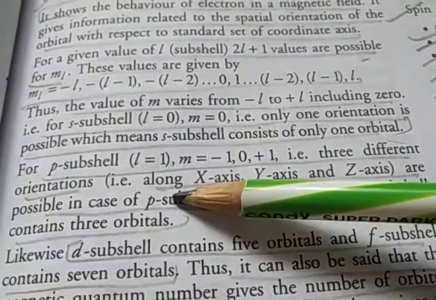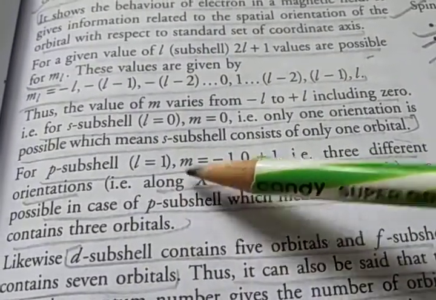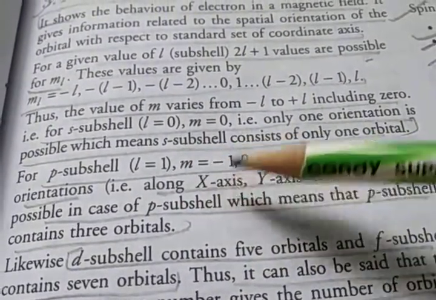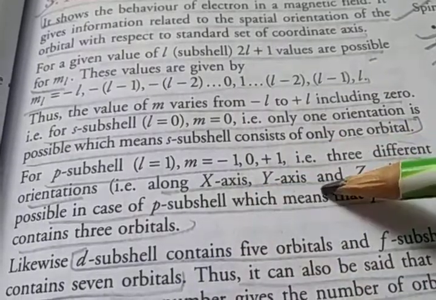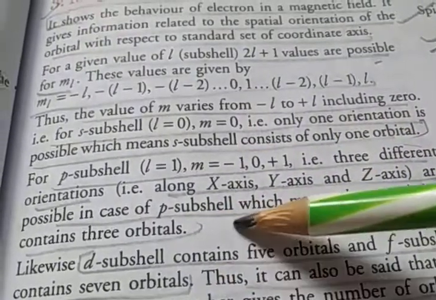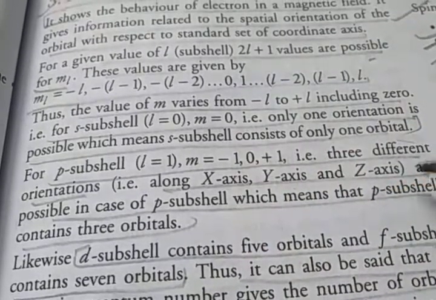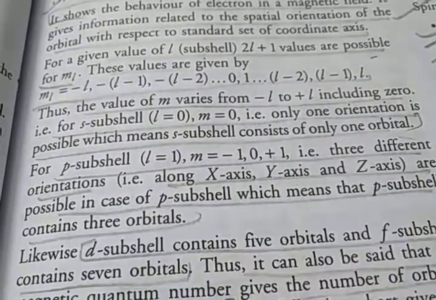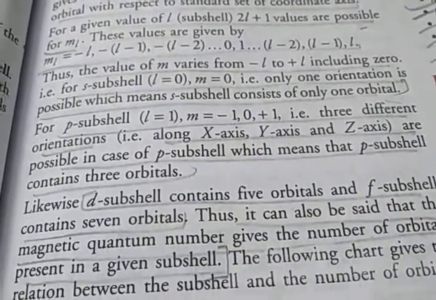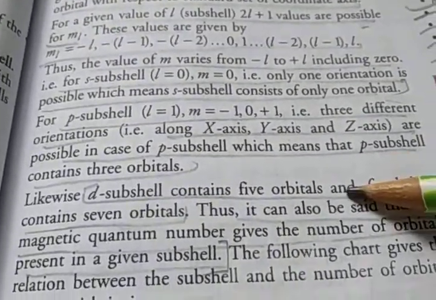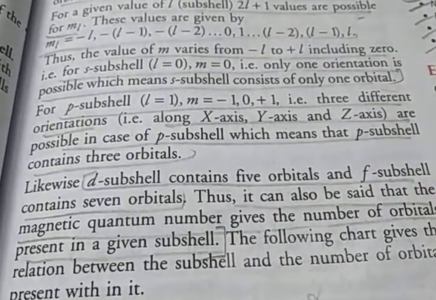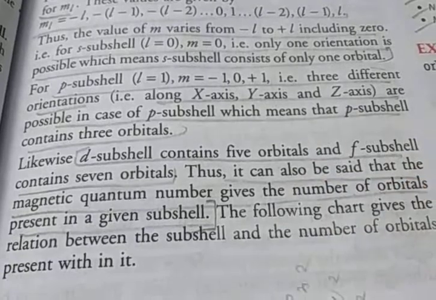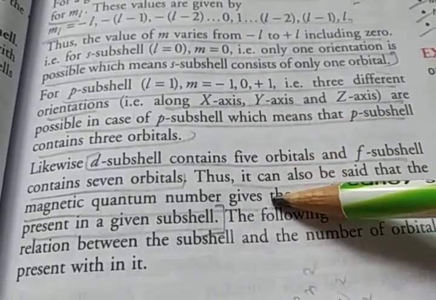For the p subshell, l is equal to 1, so m is equal to minus 1, 0, plus 1. So three different orientations along the x-axis, y-axis and z-axis are possible in the case of the p subshell, which means the p subshell contains 3 orbitals. Likewise, the d subshell contains 5 orbitals and the f subshell contains 7 orbitals. It can also be said that the magnetic quantum number gives the number of orbitals present in the given subshell.